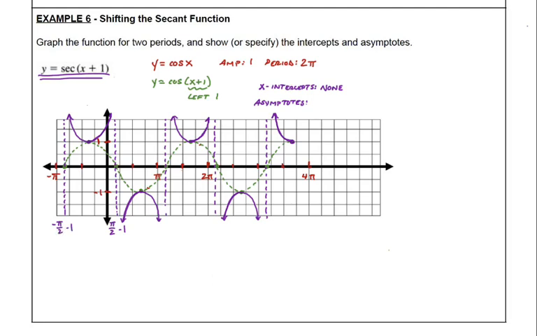So my vertical asymptotes would be at negative pi over 2 minus 1, pi over 2 minus 1, 3 pi over 2 minus 1, 5 pi over 2 minus 1, and 7 pi over 2 minus 1. And that's just because cosine crosses the x-axis at pi over 2, 3 pi over 2, 5 pi over 2, 7 pi over 2. So if I shift that to the left 1, that's how I would write those x-intercepts of the cosine function, which means that's how I would write the asymptotes of the secant function.